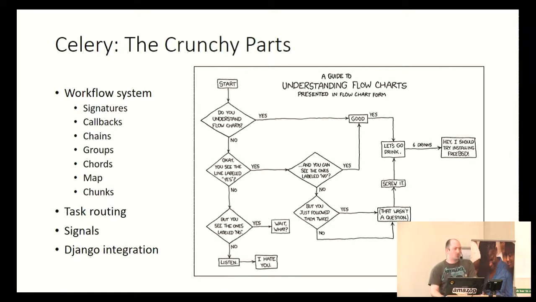Beyond that, we've got groups, which allow you to do parallel processing: execute a bunch of tasks in parallel and then get the result back. Beyond that, you have chords, which is a very fancy name for groups with callbacks. I'm not sure why they decided to give it a fancy name, but hey, it's more interesting than groups with callbacks. Map works the way you'd expect, applying a task to an iterable. And then chunks allows you to break up an iterable into, well, chunks, which you're going to apply in groups.